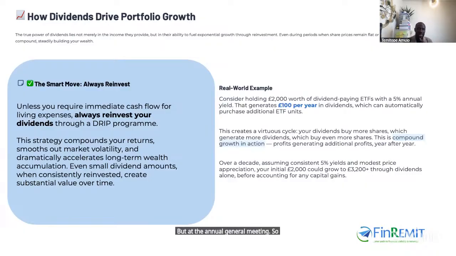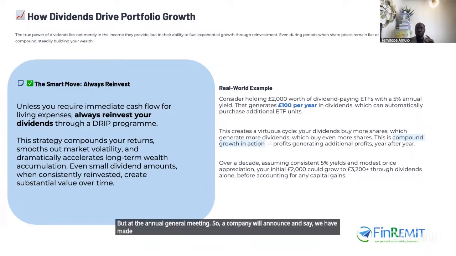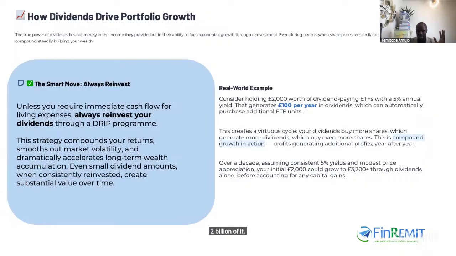So a company will announce and say, we have made 10 billion this year. We are going to be sharing 2 billion of it to our investors. The remaining 8 billion, we want to give 2 billion of it as additional bonus issue, like Mr. Lide explained as well. Then the remaining 50 billion, we want to make it as plowback profit. That is, we don't want to share it. We want to put it back into the business so that the business can continue to grow.